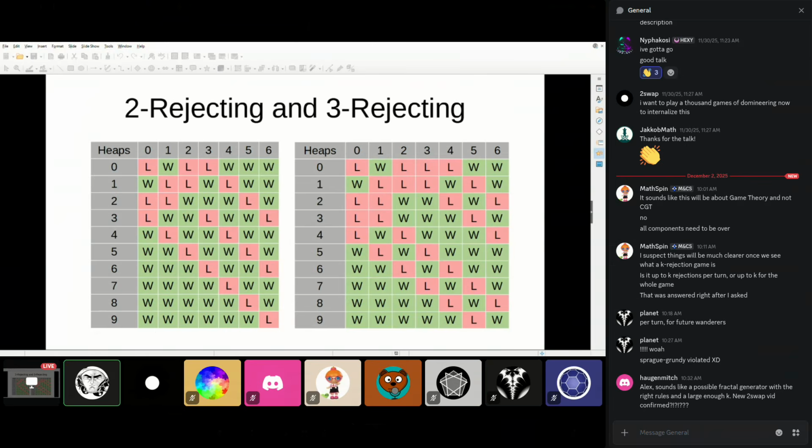Yeah, let me see if I can bring up that file real quick. To be clear, we're talking like a 3D grid. Yeah, a 3D diagram, a 3D scatter plot of losing positions. Sweet. Here it is.